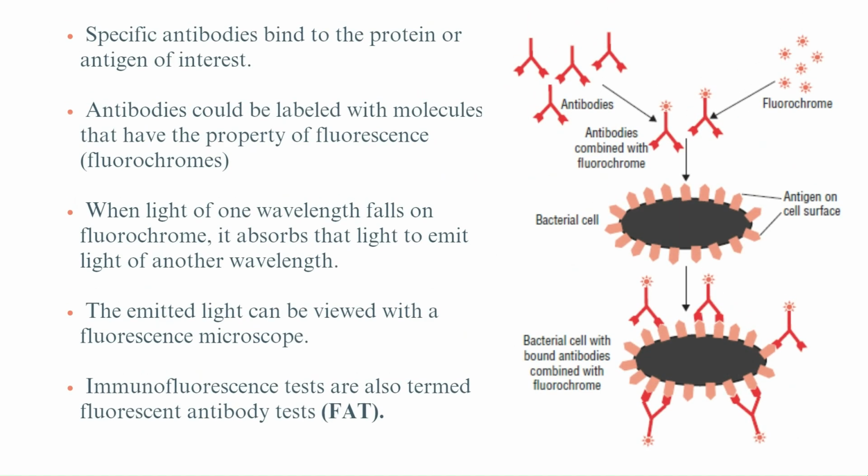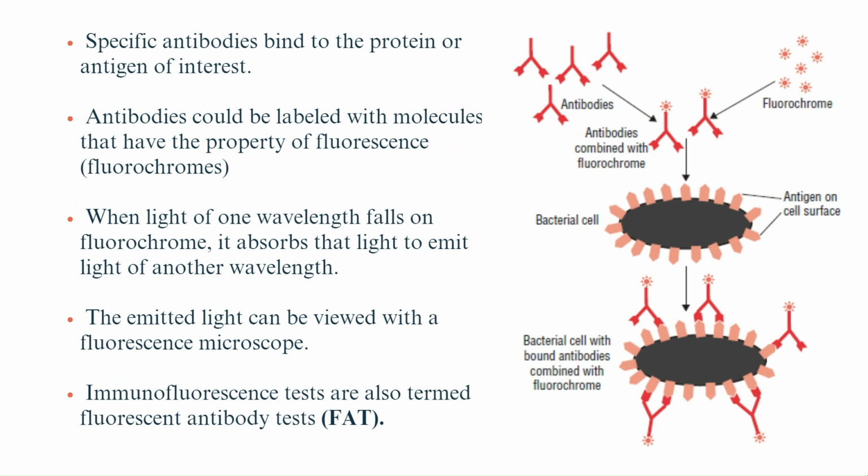Specific antibodies bind to the protein or antigen of interest. Antibodies could be labeled with molecules that have the property of fluorescence. When light of one wavelength falls on a fluorochrome, it absorbs that light and emits light of another wavelength. The emitted light can be viewed with a fluorescence microscope. Immunofluorescence tests are also termed fluorescent antibody tests.